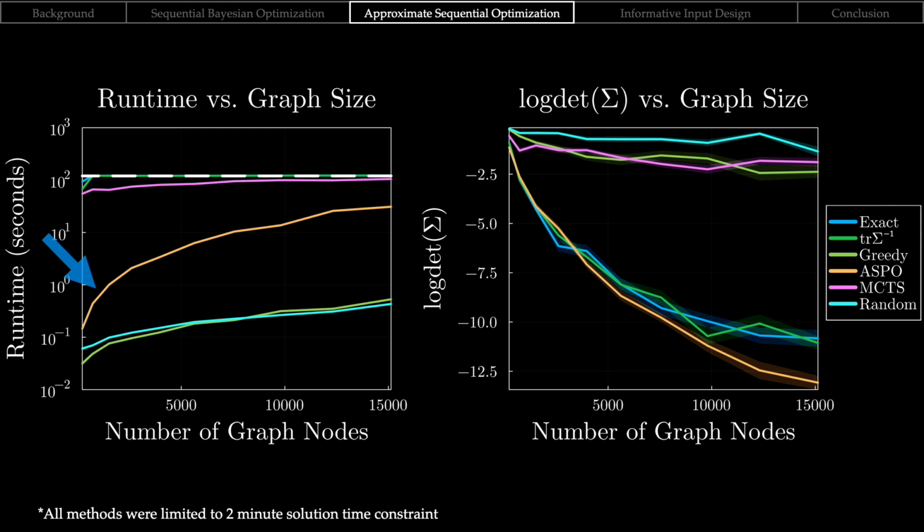We also compared this against other methods, such as a greedy-based method and the MCTS-based method. We see that those perform well on the small graph sizes, but as we scale up, they don't continue to perform well.